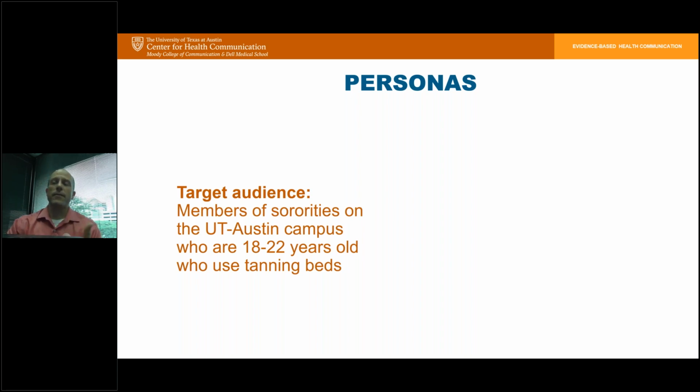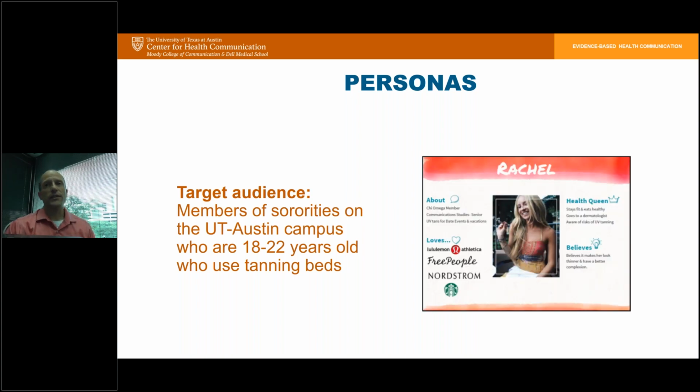But the team that came after them and presented next actually put this imaginary student Rachel on screen. They talked about Rachel being a member of Chi Omega, and she shops at Nordstrom and Starbucks and Lululemon. If you tell me that about Rachel, I know a lot about Rachel and how she might think about this. And they made the really important point that in the research and interviews they were doing, she thinks that using a tanning bed makes her look and feel healthier. She is aware of the risks of UV tanning. She actively doesn't care because of the way it makes her feel and look.